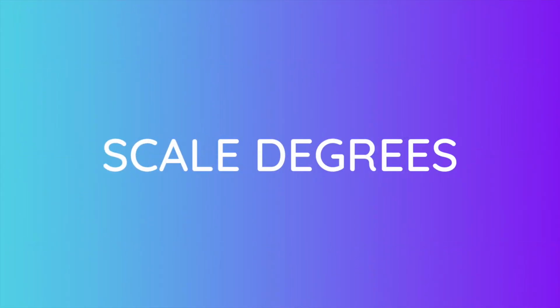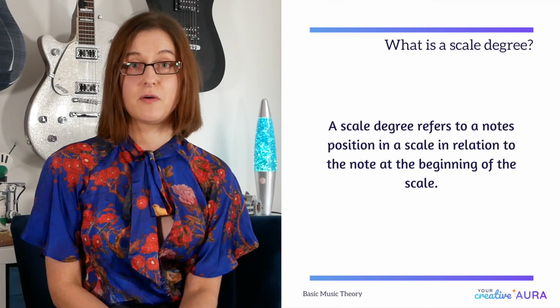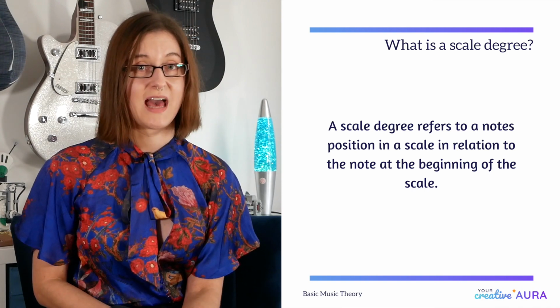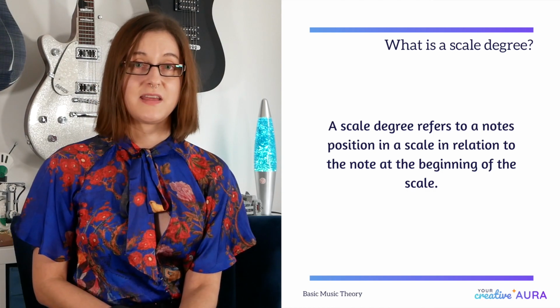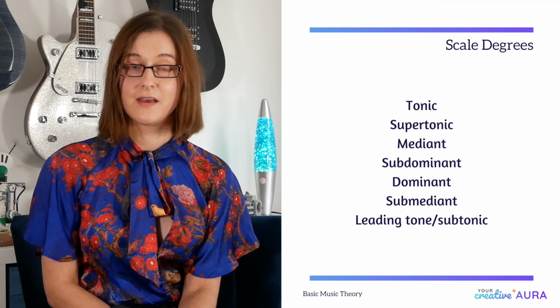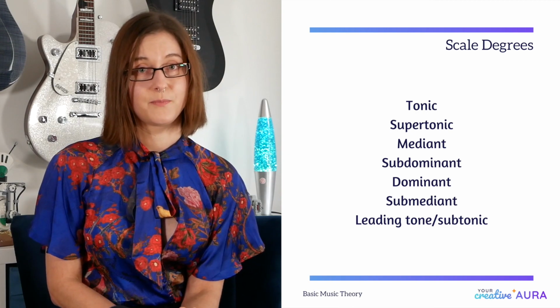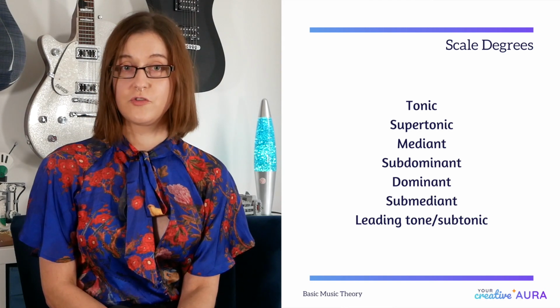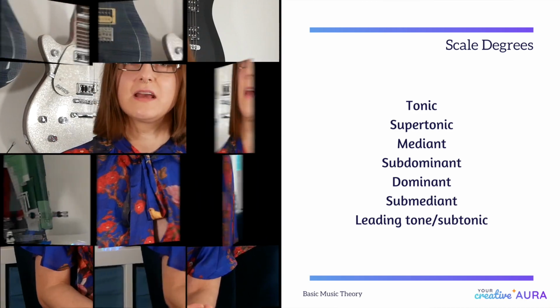So lastly, let's look at scale degrees. Each note in a scale, regardless of if it's part of a major or minor scale, has a name attached to it which relates to its position and function in the scale. These are tonic, supertonic, mediant, subdominant, dominant, submediant, and leading tone or subtonic. Now, tonic, the first note, and dominant, the 5th note, are perceived to be the most important in any given scale. So let's go through each one in a little more detail.